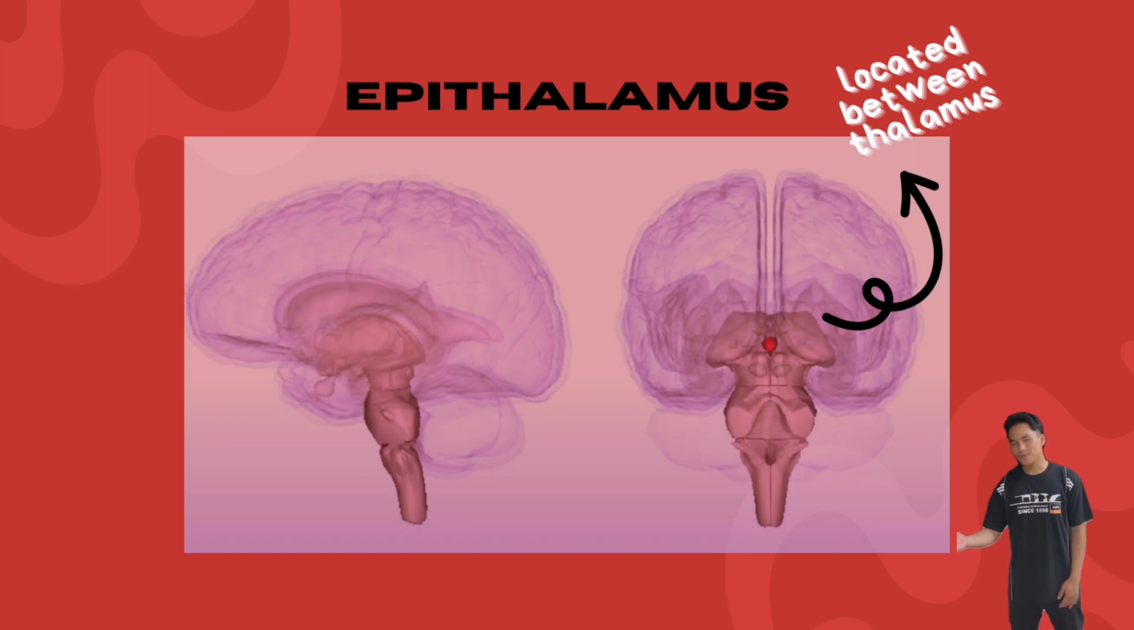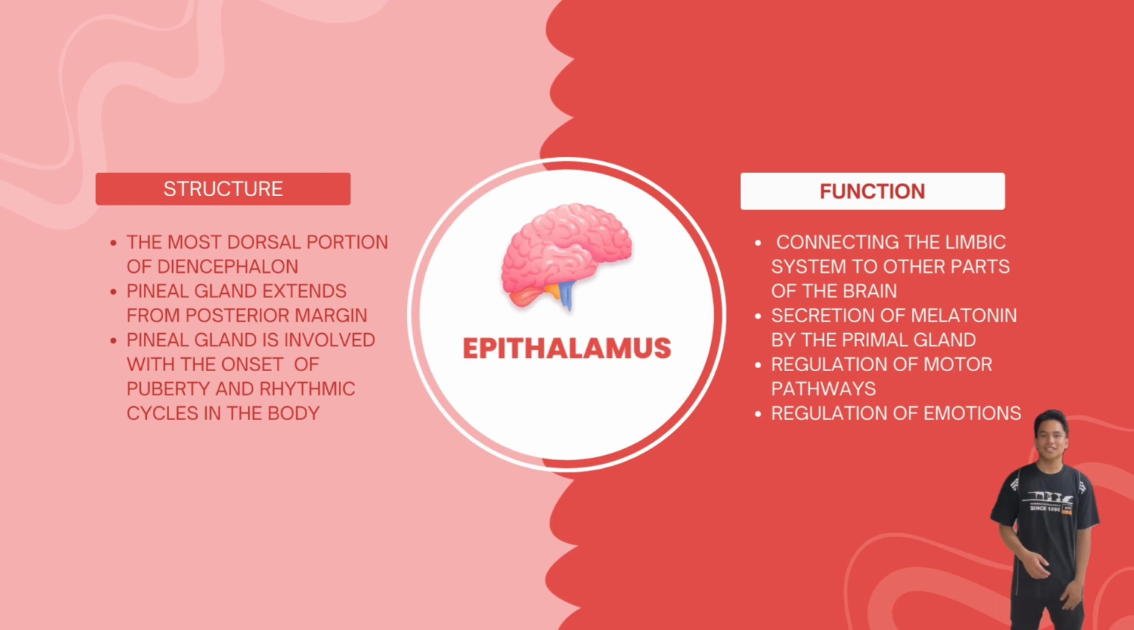Epithalamus is located between thalamus. Its structure is the most dorsal portion of diencephalon. Its pineal gland extends from the posterior margin. The pineal gland is involved with the onset of puberty and other rhythmic cycles in the body. So, the function of epithalamus is to connect the limbic system to other parts of the brain.